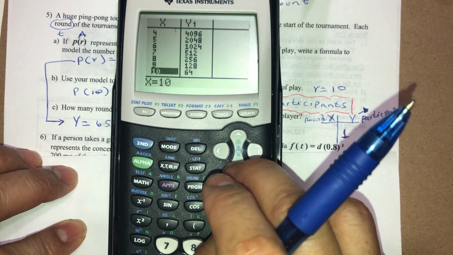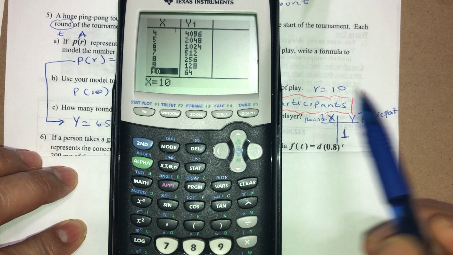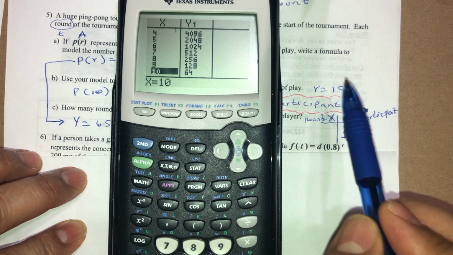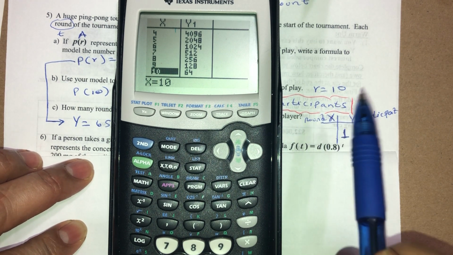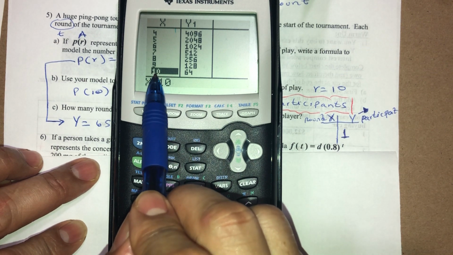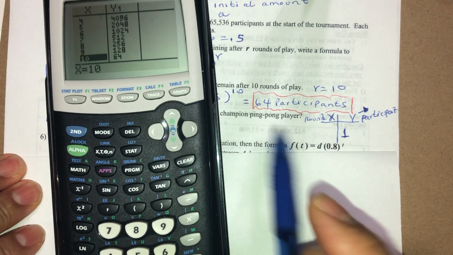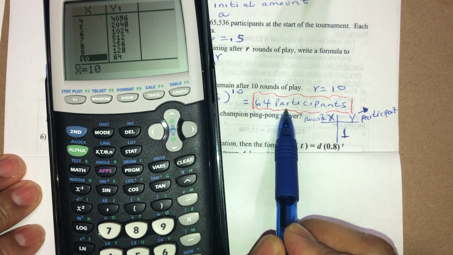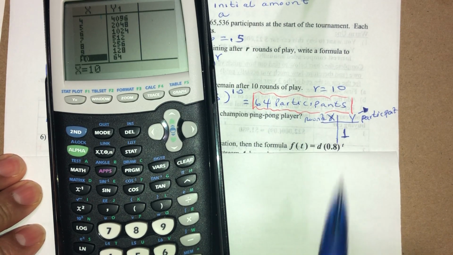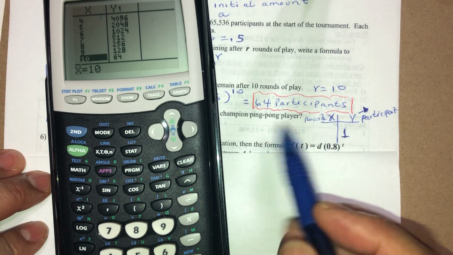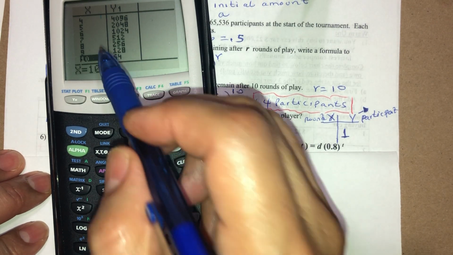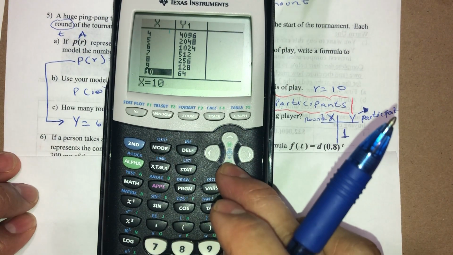Look at what I just looked at before. They asked me how many participants will be left after 10 rounds. After 10 rounds, there are 64 players, which is what we actually did in part B. You could have done it this way too, but to do it this way, you have to create the formula, right? So now let's continue.